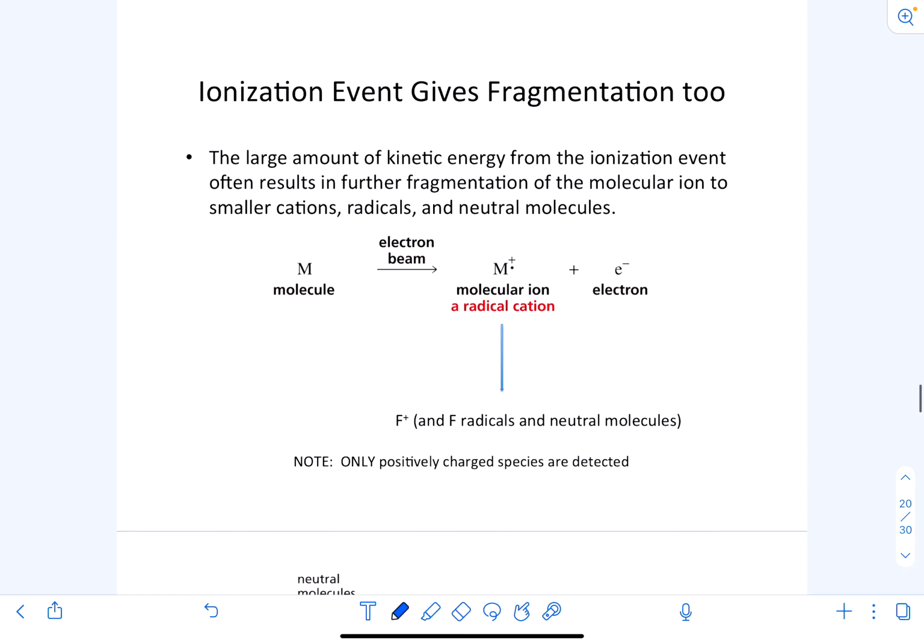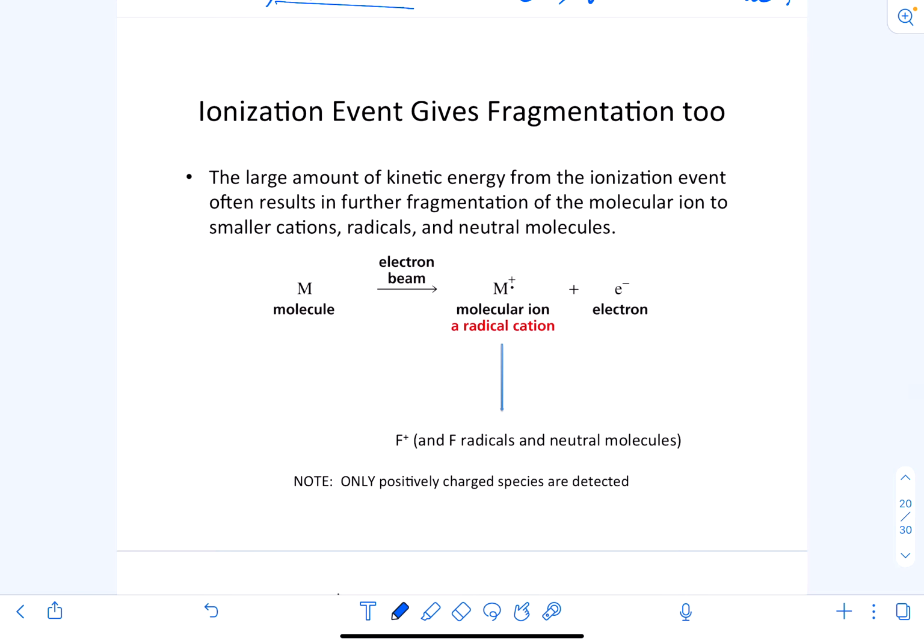And so here's a little bit of another slide that talks about that. The big thing to take note of is that when we use the ionization event, it puts so much kinetic energy into the system that not only do we get this molecular ion, but sometimes as a way of giving off energy, it can fragment into smaller pieces. And we get two types of fragments. We get positively charged fragments, which we can measure, and then we will also get fragments that are neutral compounds, so either totally stable molecules or fragment radicals.